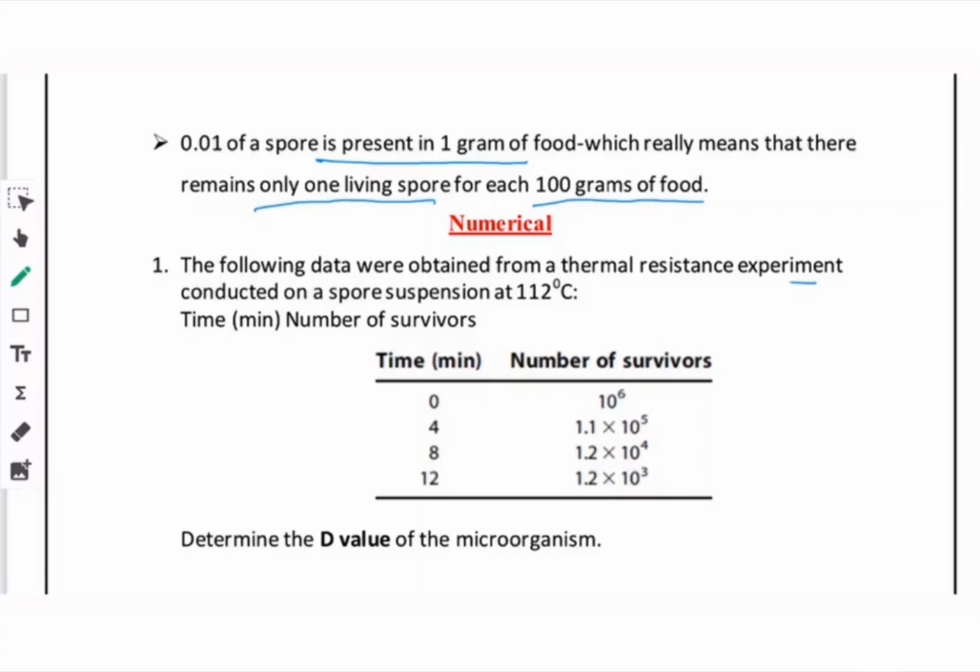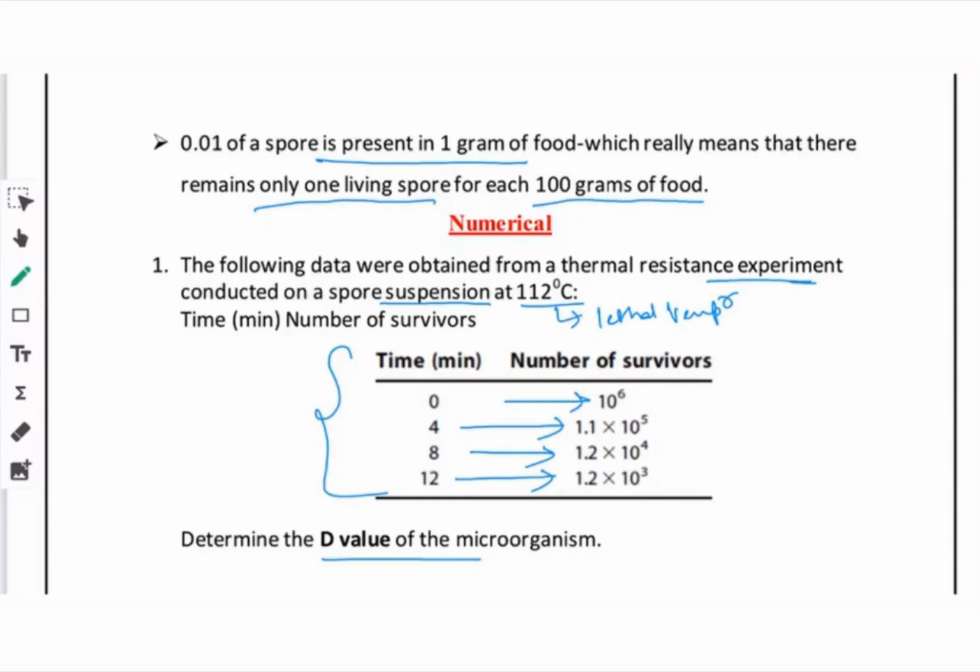Next we move to the numerical on D-value. The following data were obtained from a thermal resistance experiment conducted on a spore suspension at 112 degrees Celsius. This is the lethal temperature, and at this particular temperature, this thermal resistance experiment was conducted. And this is the table that we have found. At 0 time, the number of survivors was 10 to the power 6. After 4 minutes, the survival was 1.1 into 10 to the power 5. After 8 minutes of heat treatment, it was 1.2 into 10 to the power 4. And after 12 minutes of heat treatment, it was 1.2 into 10 to the power 3. So we need to determine the D-value of the microorganism.